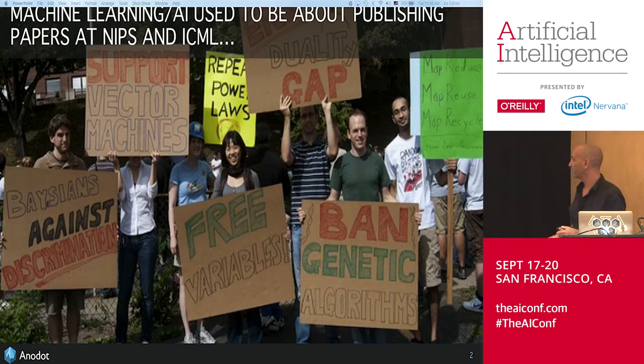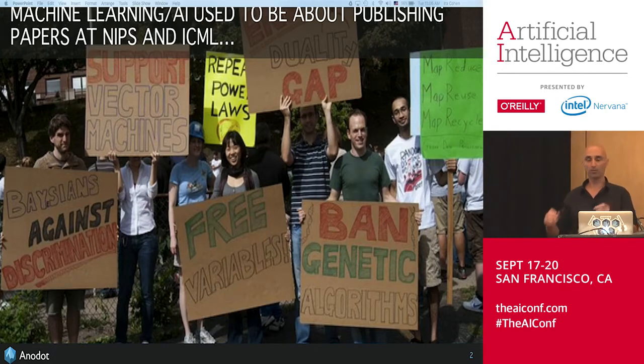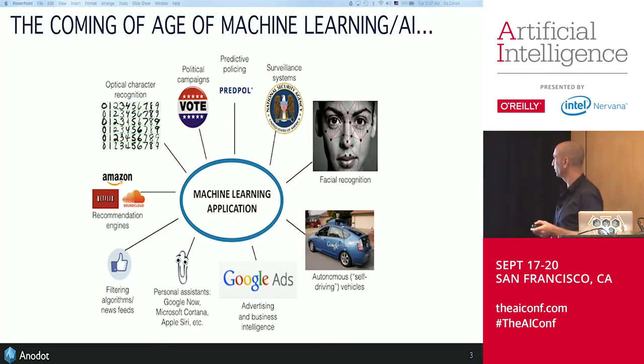So machine learning, 10 years ago, 15 years ago, used to be about researchers going to NIPS and ICML, publishing papers, taking data sets from UCI Irvine. We were very happy about any percentage of improvements. And basically, when I graduated, when I said I'm doing machine learning, people asked me, oh, so you're working on educational systems that help children learn with machines? That was the case. But yeah, there is a coming of age.